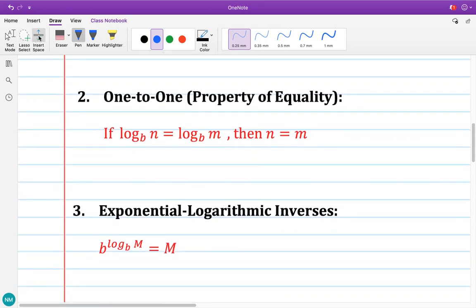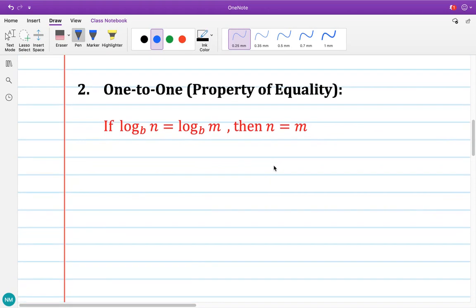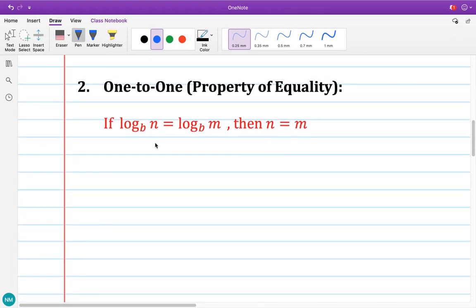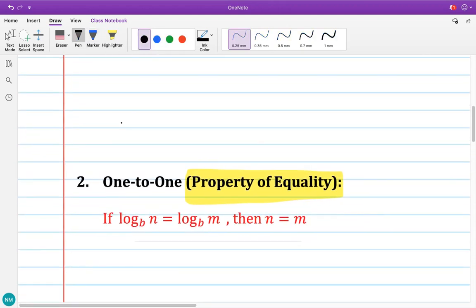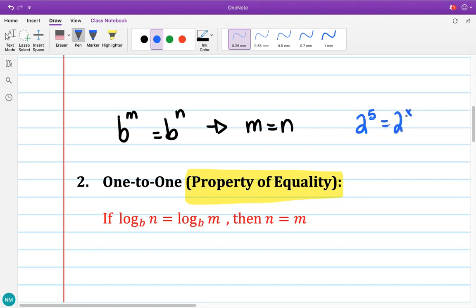Next, one-to-one property. Let's do one at a time. The one-to-one property is similar to our property of equality, right? So this is the property of equality for logarithms. We did a property of equality for exponentials. So what we did was, if we have b to the m is equal to b to the n, then that has to mean that m is equal to n. And when we did this back in the last unit, it was like 2 to the 5th is equal to 2 to the x, so x equals 5.